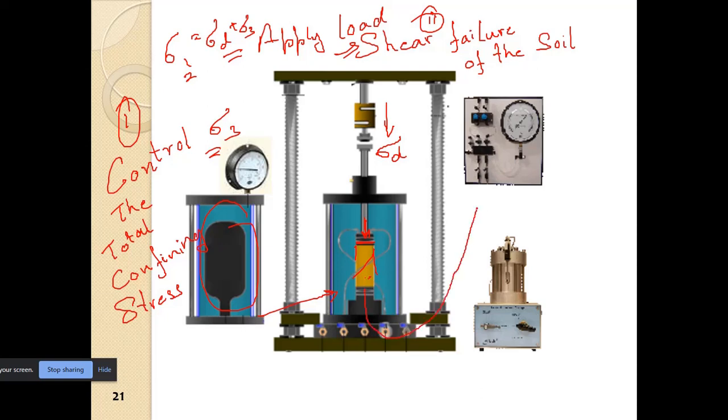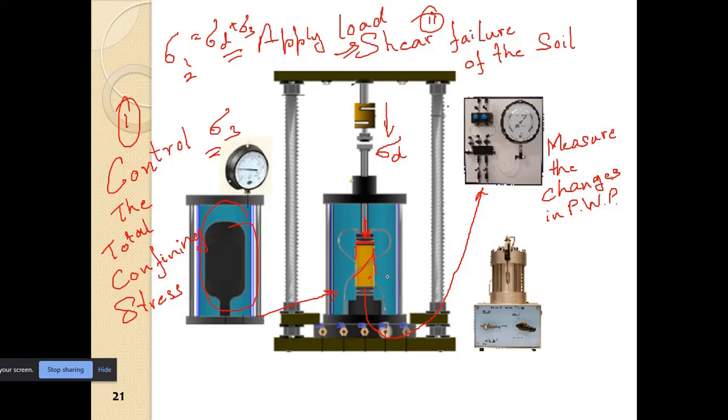All right. So apart from that, we want to measure the pore water pressure within the soil, so we can do that as well. Not only that, we can also measure the changes. Constantly we can keep on measuring. So we can measure the changes in pore water pressure.